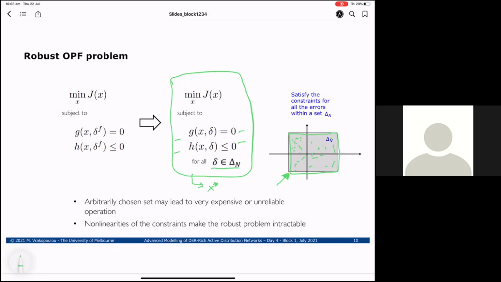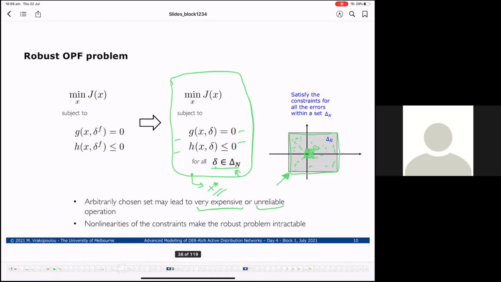You might select such a box because it comes from the knowledge you have of the uncertainty. You might select a box that is huge, and this will result in a very expensive operation, because you add more and more constraints into the optimization problem. Or you might select a very small uncertainty set, where you would like to be robust, but the reality is that your uncertainty lies outside this box, and then you will end up with an unreliable operation. If delta is very small, then it doesn't make a lot of sense, because delta might live outside it. So how to define that can be tricky. We will go through one way of doing that in an efficient way later on.